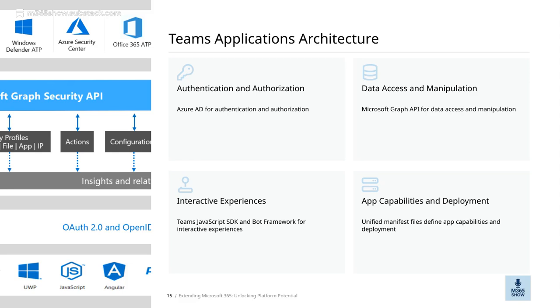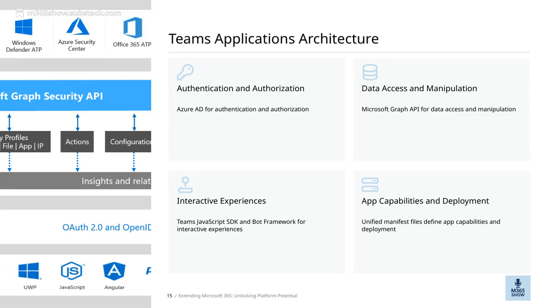Accessing data securely and efficiently is also a key part of this architecture. That's where the Microsoft Graph API comes into play. It provides a unified way to access and manipulate data from across Microsoft 365, whether it's emails, calendars, or user profiles, ensuring our apps can work seamlessly with the data users rely on daily.